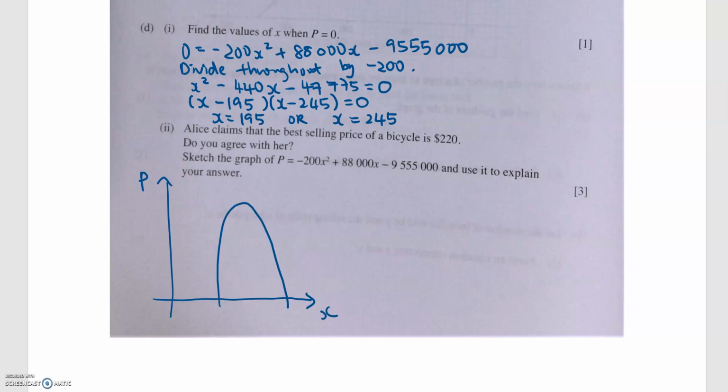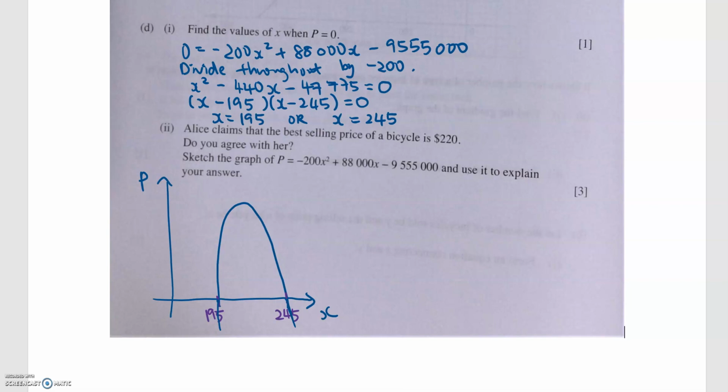So we're trying to sketch the graph of P against X for this quadratic equation. I know that this is a frowny face because of the negative coefficient of x squared. And I also know the x-intercepts, which I have actually found from part 1. So I know that this value here is 195. This value here is 245. Okay, so the graph should actually go on beyond here.